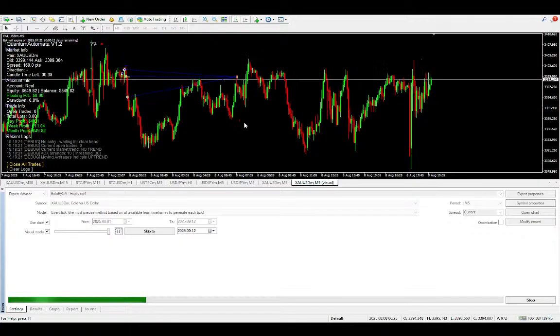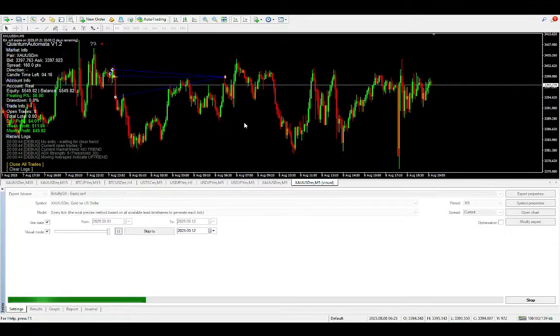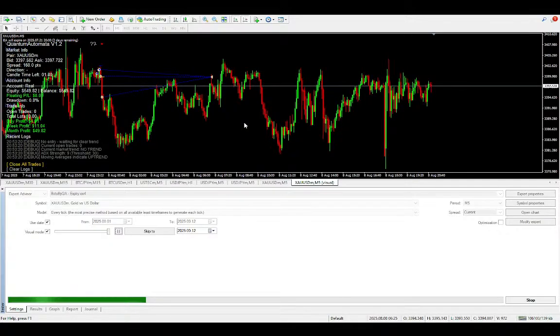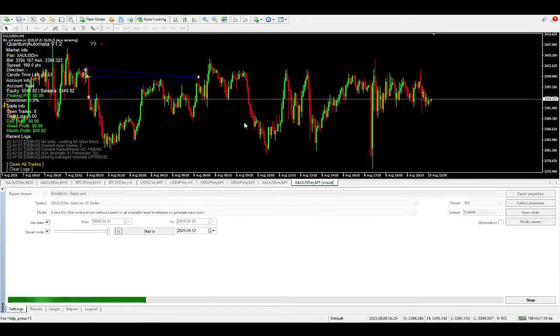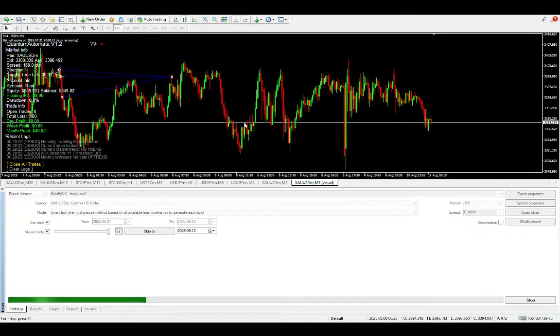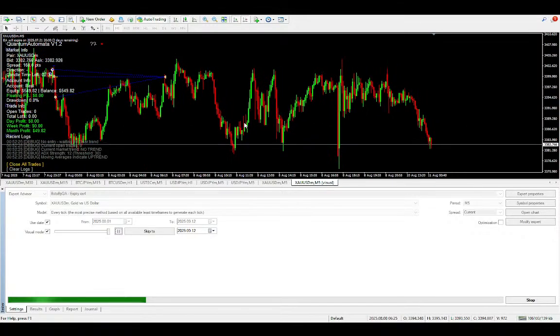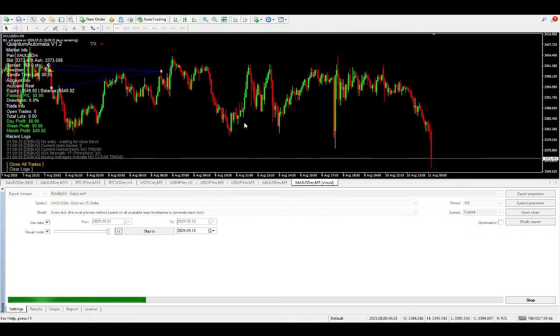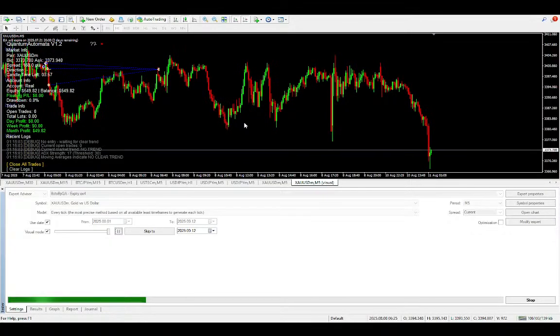You can do 2 things. You can increase the volume, that's the lot size of what you're trading, or you can decide to increase the TP, the take profit. So it depends. It's just all what you want to do. All right. So far, it hasn't picked any trade.